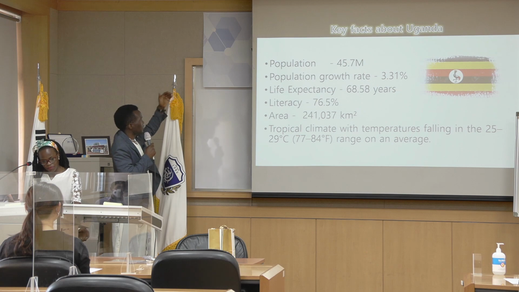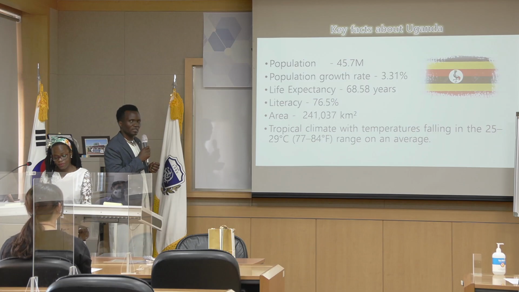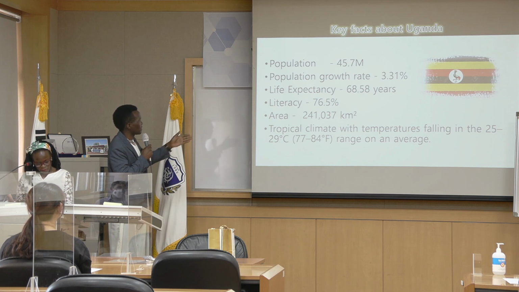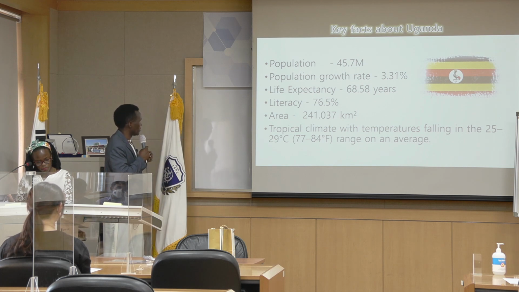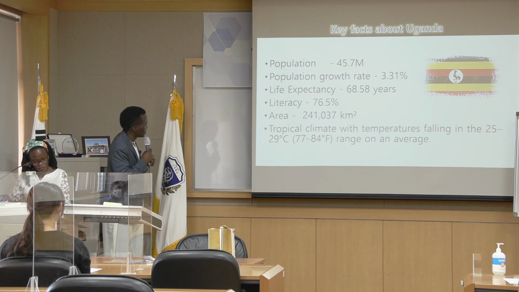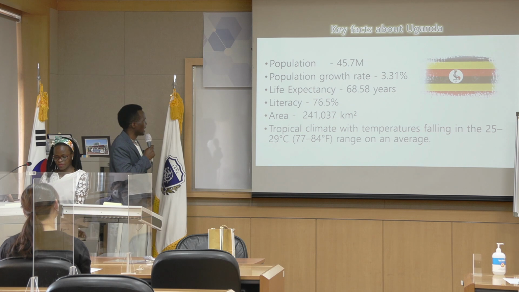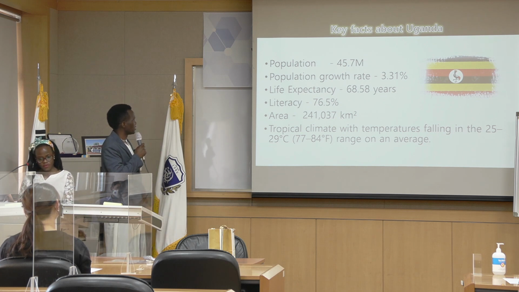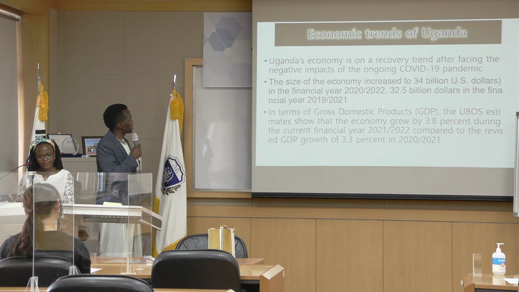The population of Uganda is 45.7 million, and the population growth rate is around 3.3, with the second youngest population in the world. Then the life expectancy is 68.5 years, and the literacy level is at 76.5. The area coverage of Uganda is 241,037 square kilometers. Then we have a tropical climate with temperatures in the range of 25 to 29 degrees Celsius on average.